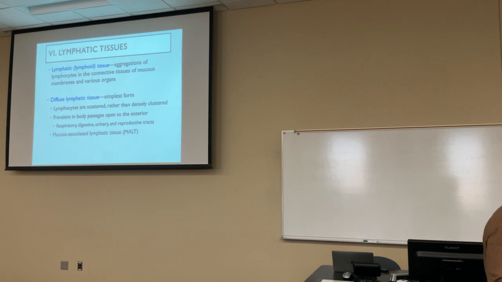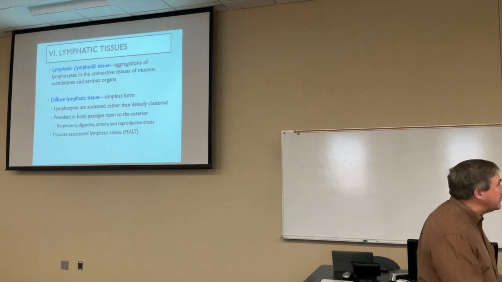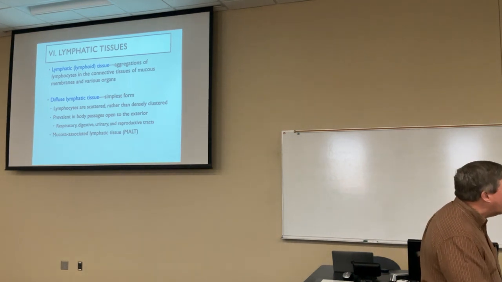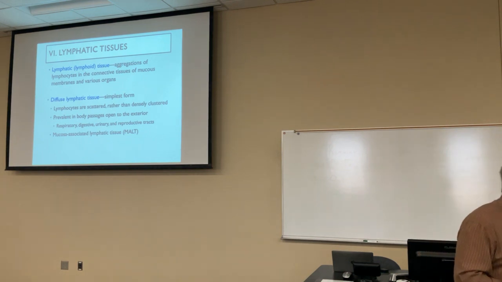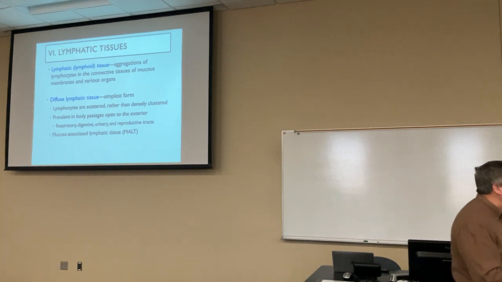This occurs in the walls of some organs where the lymphocytes are scattered rather than being densely clustered. They're prevalent in body passages open to the exterior, like in the respiratory system, the digestive system, and the urinary and reproductive tracts. And diffuse lymphatic tissue is also known as mucosa-associated lymphatic tissue, or MALT for short.